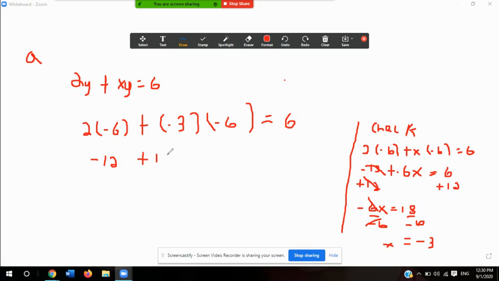And now what I need to do is just add. If I have negative 12 plus 18, my answer is going to be positive 6. So positive 6 equals positive 6 here. So this is correct, and it checks out. Now the check is a little long, but if you want to do it, it's a good method of making sure that your answers are correct.